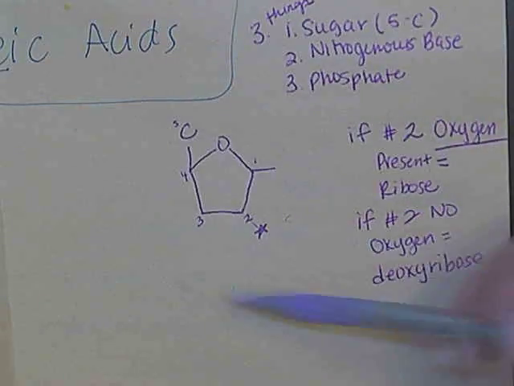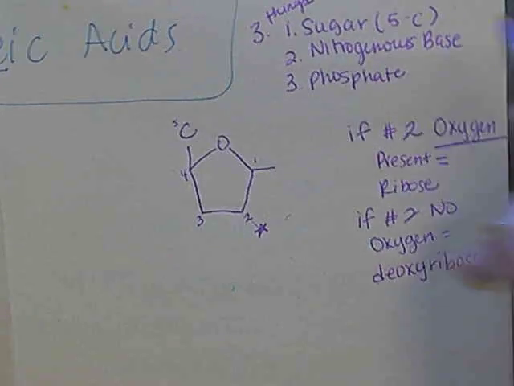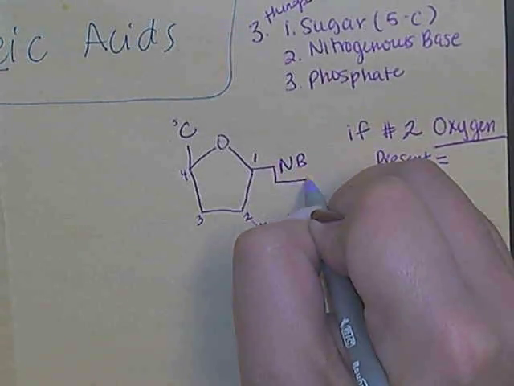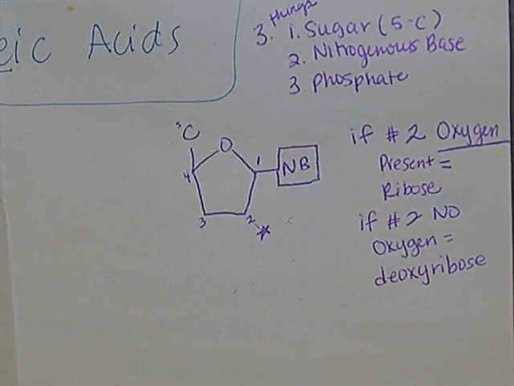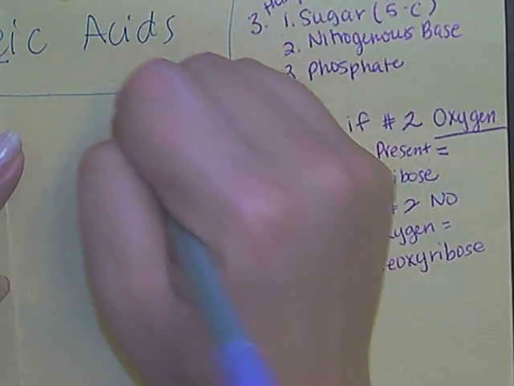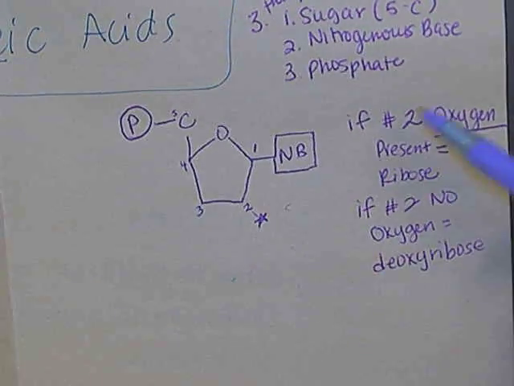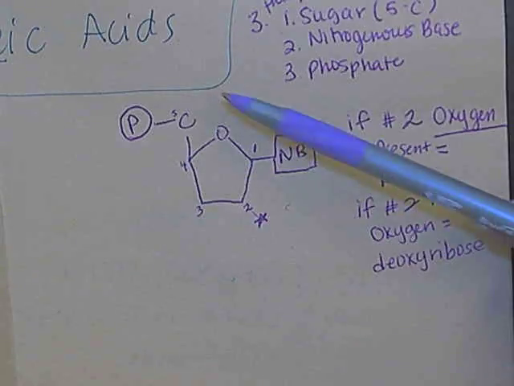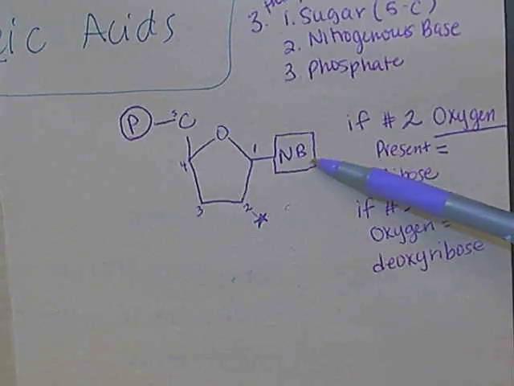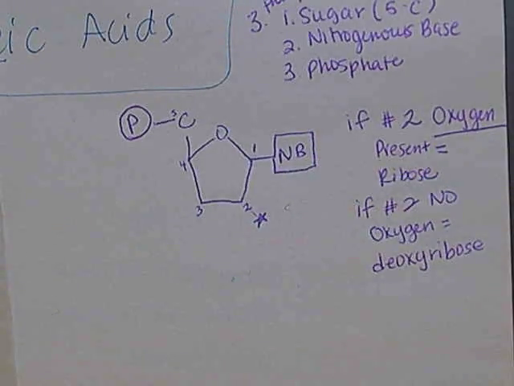The second thing on our monomer, the nucleotides, is that nitrogenous base, and the nitrogenous base will always be attached to carbon number 1. We'll go into details about what those nitrogenous bases are, but for now, know that they are at carbon number 1. Last, but certainly not least, is a phosphate group. That phosphate group is going to be attached to carbon number 5. So here we have the basic structure of the monomer of the nucleic acids, which are called nucleotides: a 5-carbon sugar, a nitrogenous base, and a phosphate group.